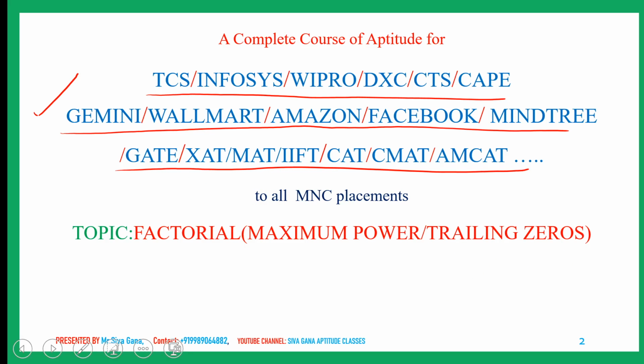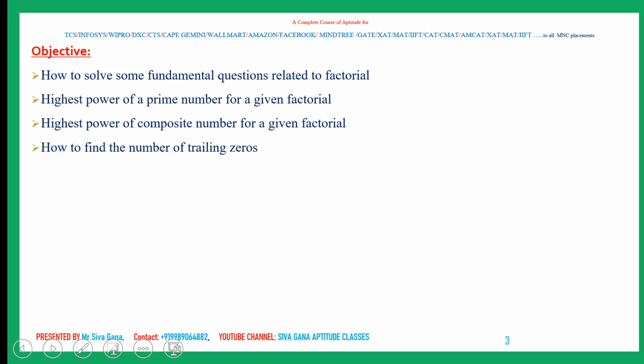In this factorial, what are the different topics that I am going to cover? Some fundamental questions related to factorial, the highest power of a prime number in a given factorial, the highest power of a composite number in a given factorial, and last but not the least, trailing zeros. A minimum of 45 minutes of session I'm going to upload in every video. So listen seriously, develop your own notes, so that my sessions are very helpful in cracking placements.